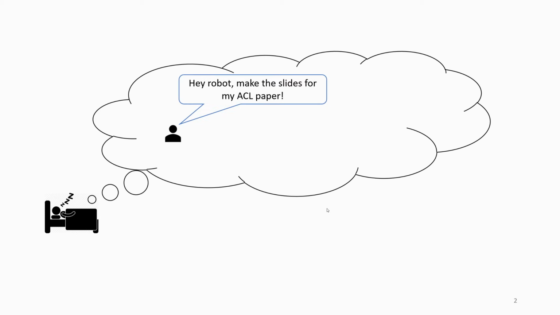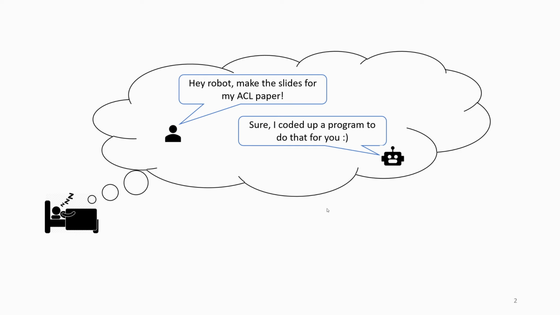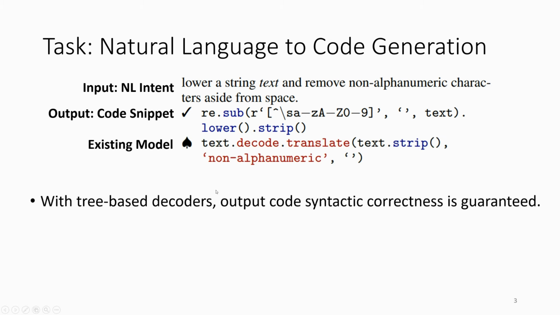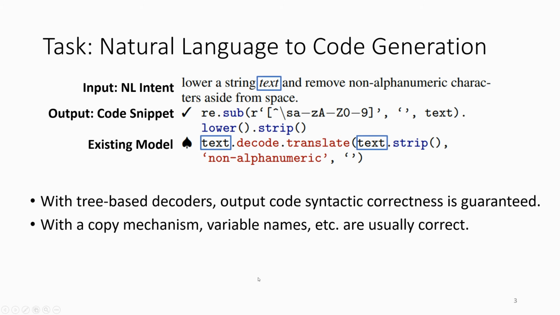We always have the dream that one day we can tell our computers to write programs for us. So today we are tackling the task of natural language to code generation, which, given a natural language intent, we want to output a code snippet which can achieve this intent. In our case, we use Python, for example. With tree-based decoders, the output code is usually syntactically correct, as the example here shows. With a copy mechanism, we can see that the variable names, such as the text here, are correctly generated.